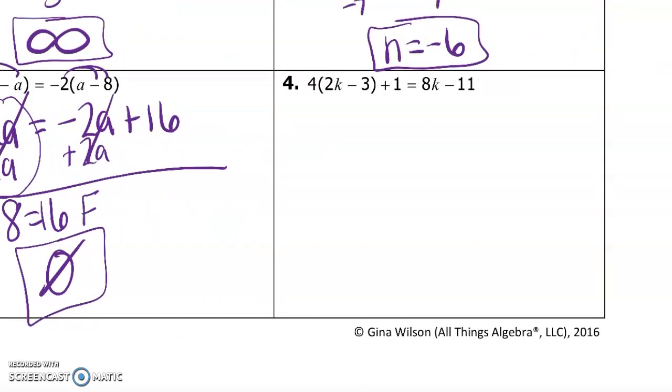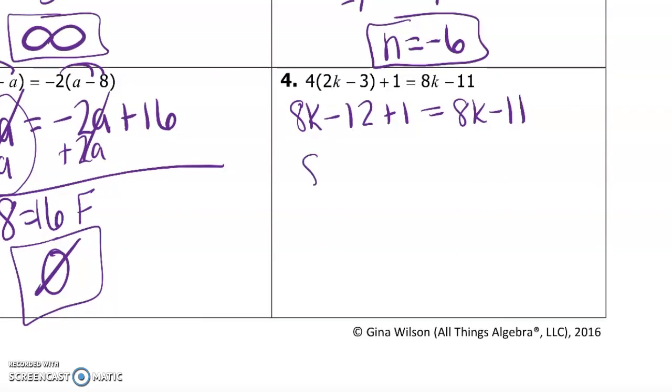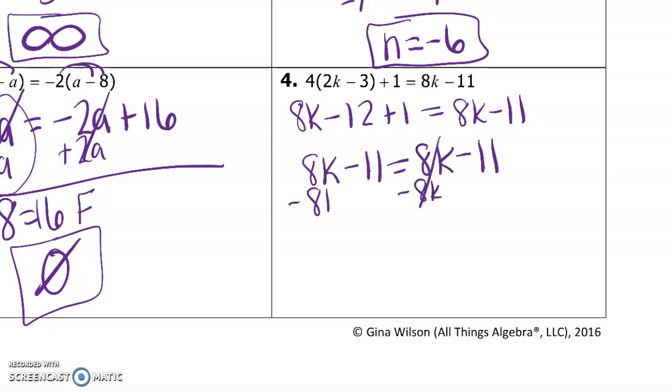Number 4, 8k minus 12 plus 1 equals 8k minus 11. Put your like terms together on the left-hand side. 8k minus 11 equals 8k minus 11. So again, hopefully you recognize exact same thing. It means we're going to have infinite solutions. If not, subtract your 8k. Negative 11 equals negative 11, which is true.